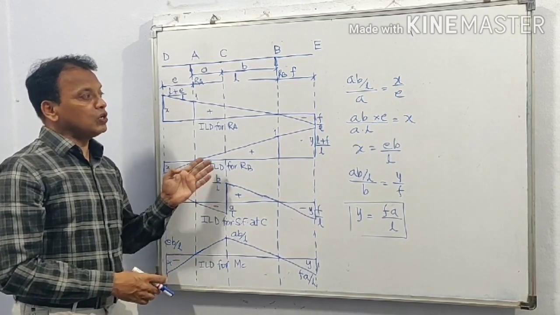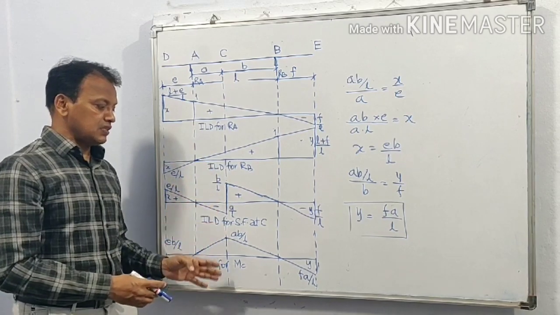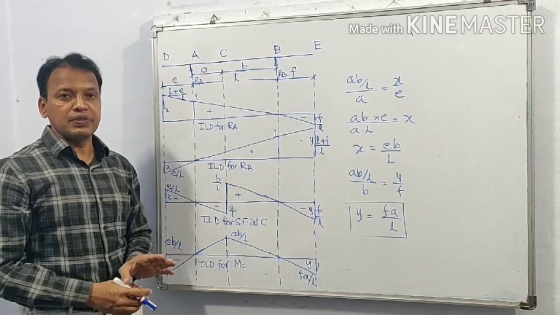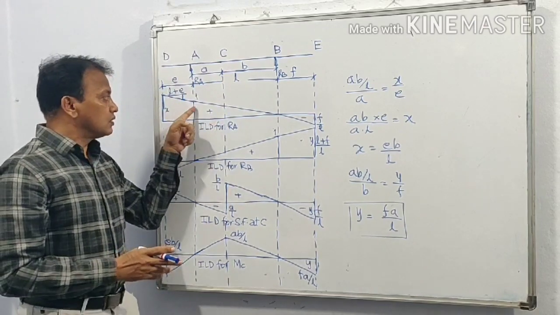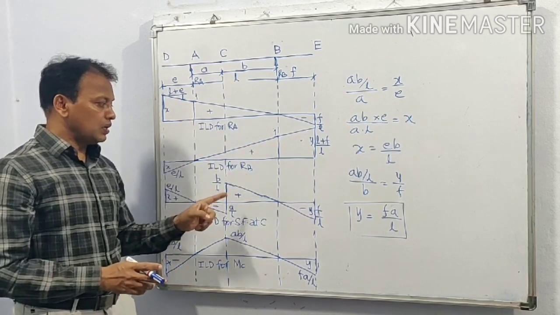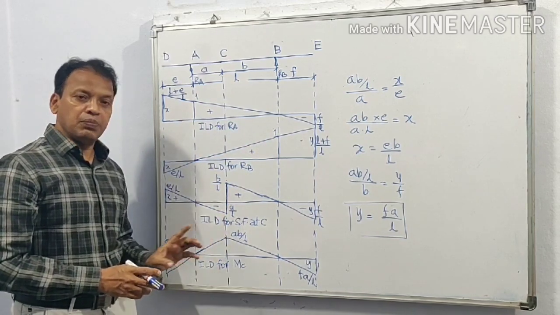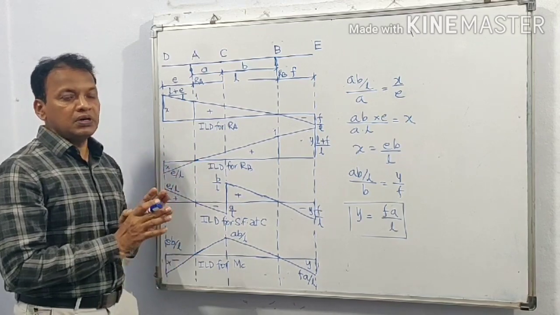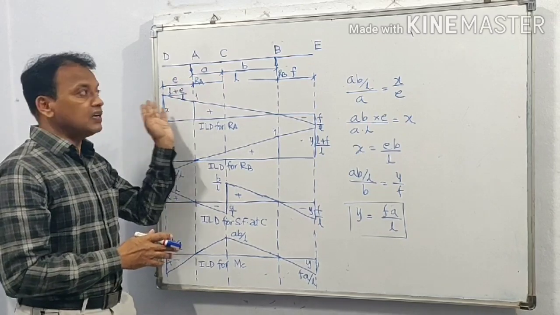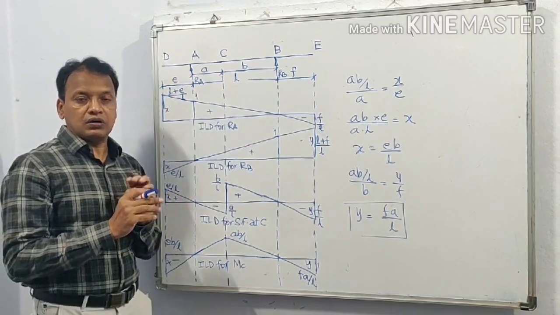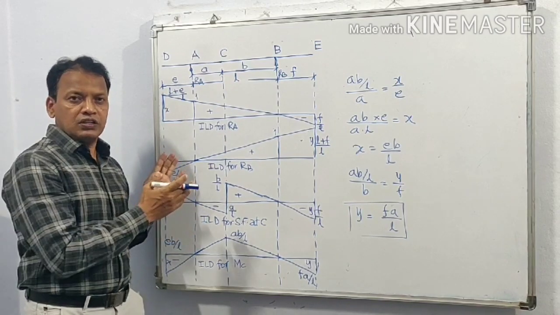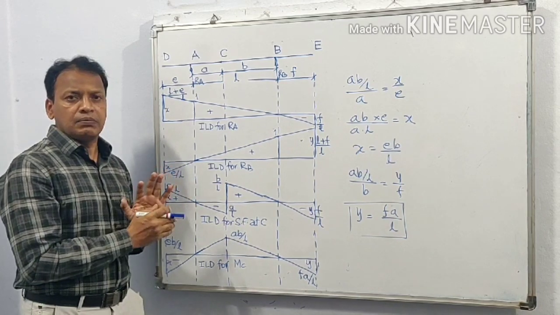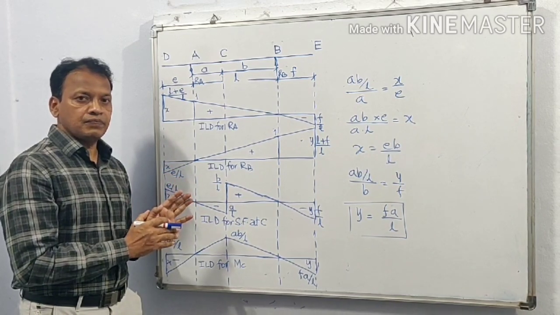So while drawing the influence line diagram for reaction at A, reaction at B, reaction at C and bending moment at C, you need not make calculations for this overhanging beam. If you remember these ordinates 1, B by L, A by L, AB upon L, then you can easily draw the influence line diagram for this overhanging beam. Now remember, this overhang may be on the left hand side, may be on the right hand side, may be on both sides. So we have drawn here for both sides. Accordingly, if it is on any one of the sides, you can make the appropriate changes.